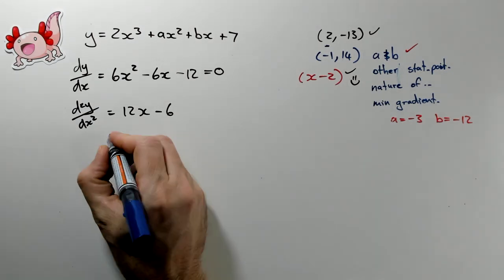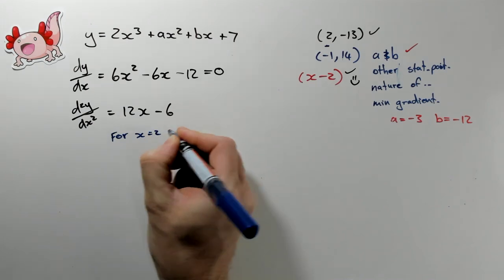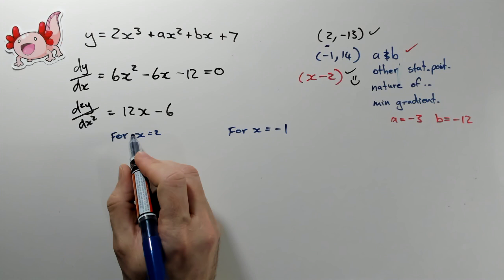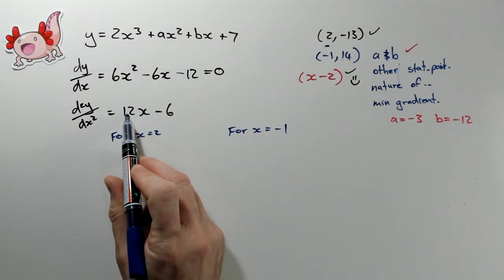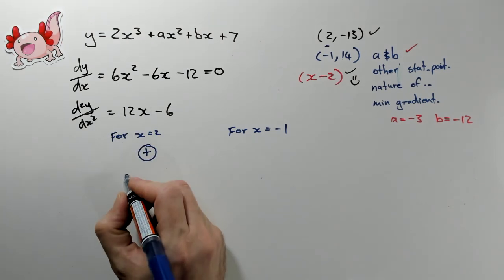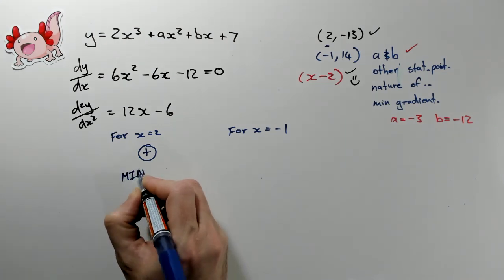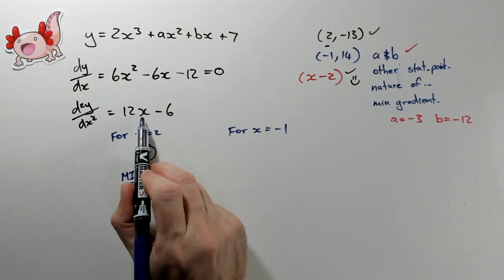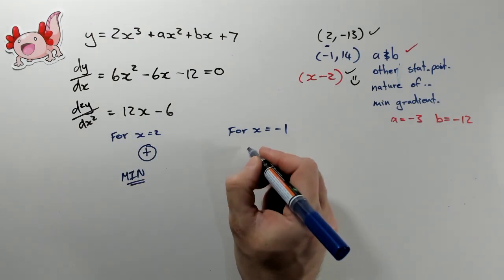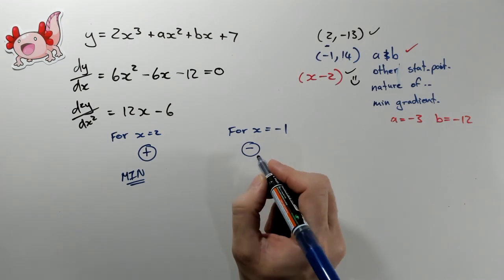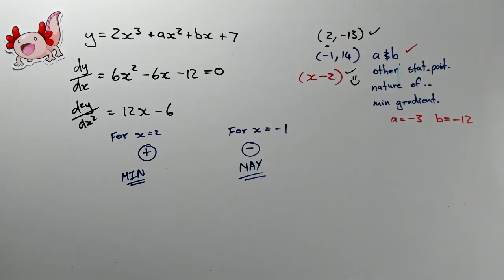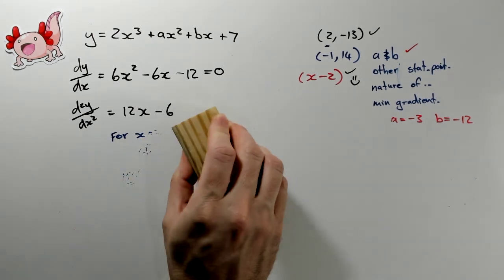So I'll do it for x is equal to 2, and for x being -1. So if x is 2, 2 times 12 minus 6 is going to be positive, so this will be a minimum point. And then when x is -1, we have -12 minus 6, which would be negative, something like -18, and this will then be a maximum point. Cool. So that was the easy bits. We've done so many of those before. Now for the tricky stuff.